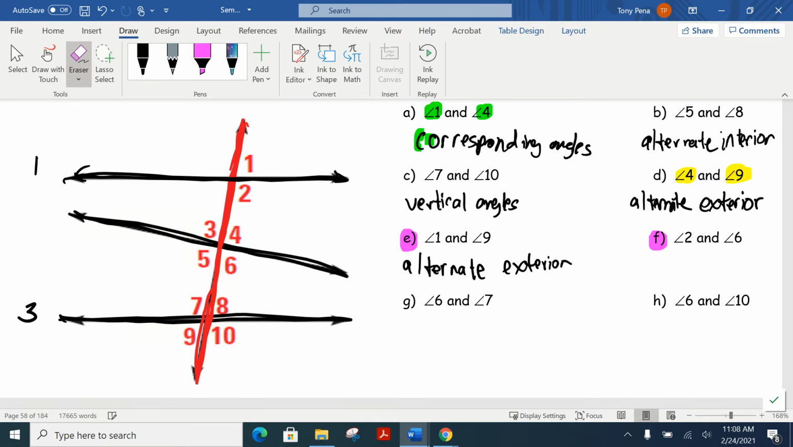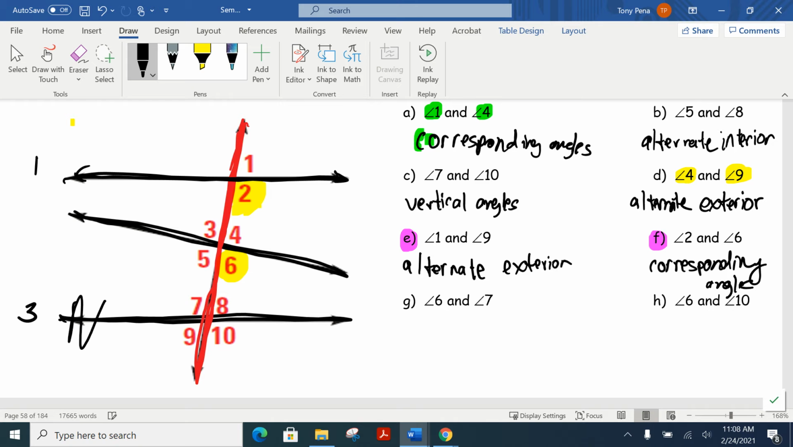All right, then we go to the one that I think is a little bit trickier. We have angle 2 and angle 6. Anybody think they got that one? Gael, what do you think? Good, perfect. Those are corresponding angles. Very good.